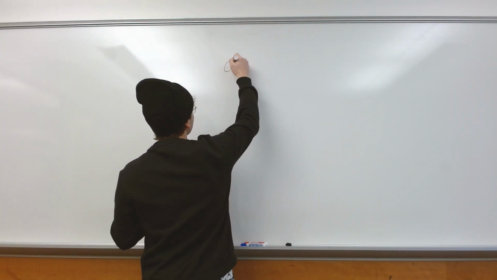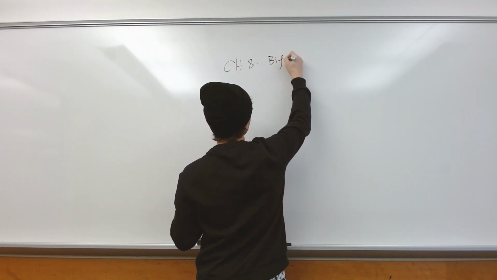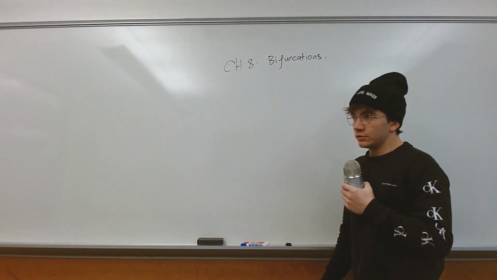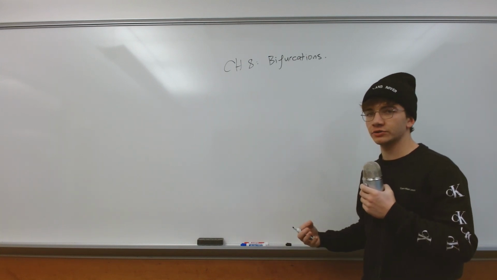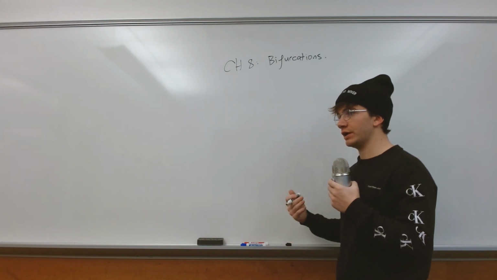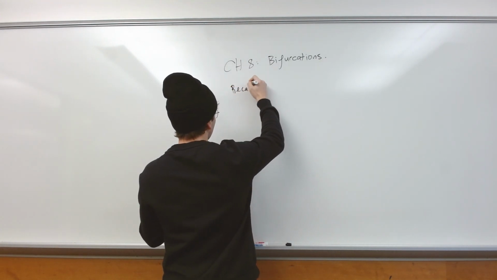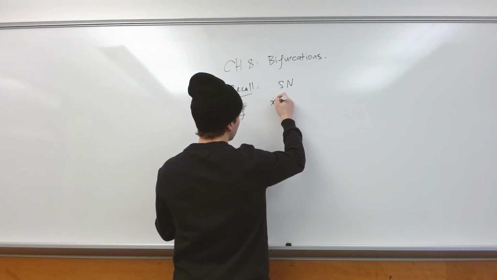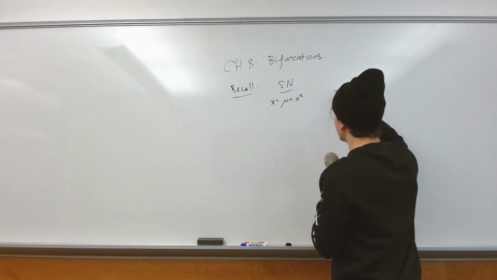Okay, so like we said, in one dimension we have certain types of one-dimensional bifurcations like saddle node, transcritical, and pitchforks. The normal forms for these are given by: x dot is equal to mu plus x squared. It's a saddle node.